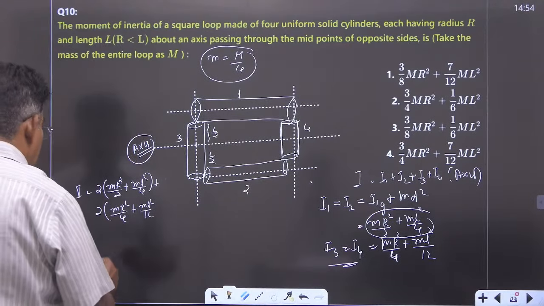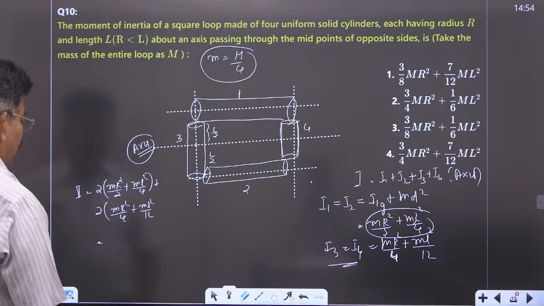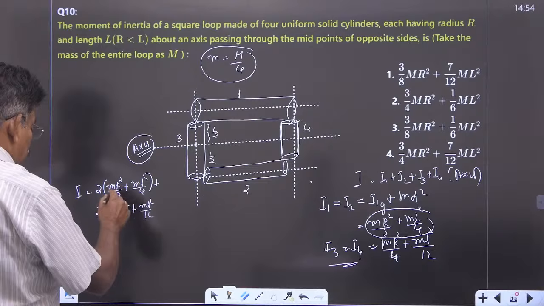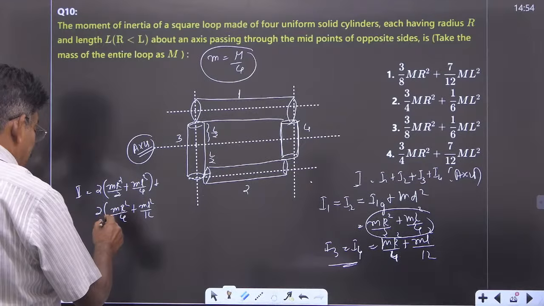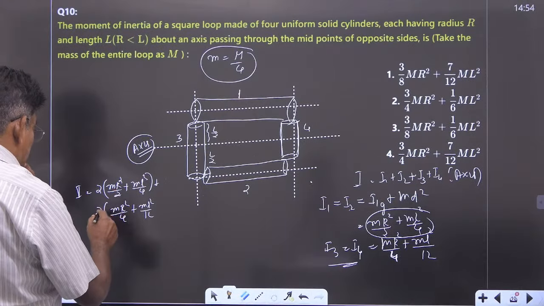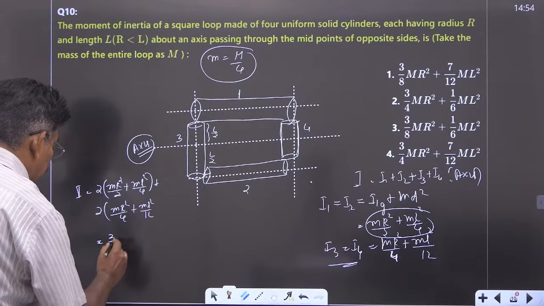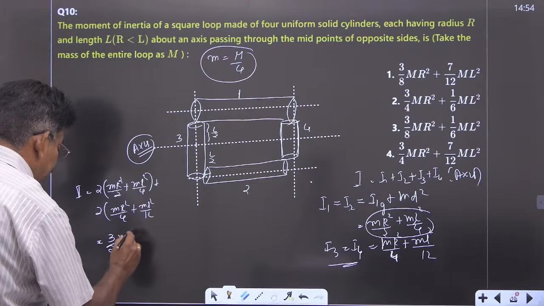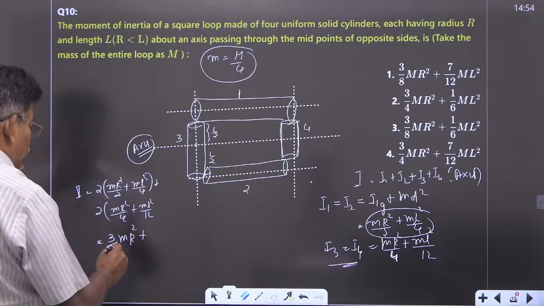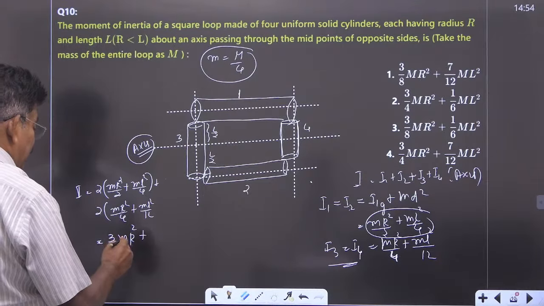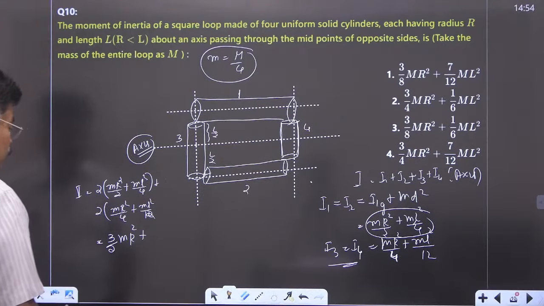So now tell me, adding it, what will I get? We have to combine the M R squared terms. M R squared by 2 plus M R squared by 2 gives M R squared, and then M R squared by 2 more, so this comes to 3 by 2 M R squared. Correct? Plus, this is M L squared by 12 times 2, which is M L squared by 6, and M L squared by 2.